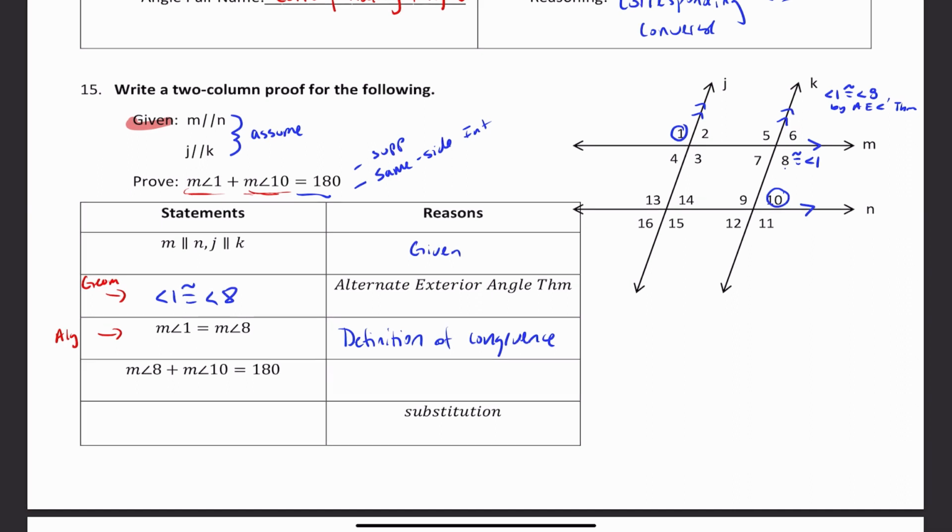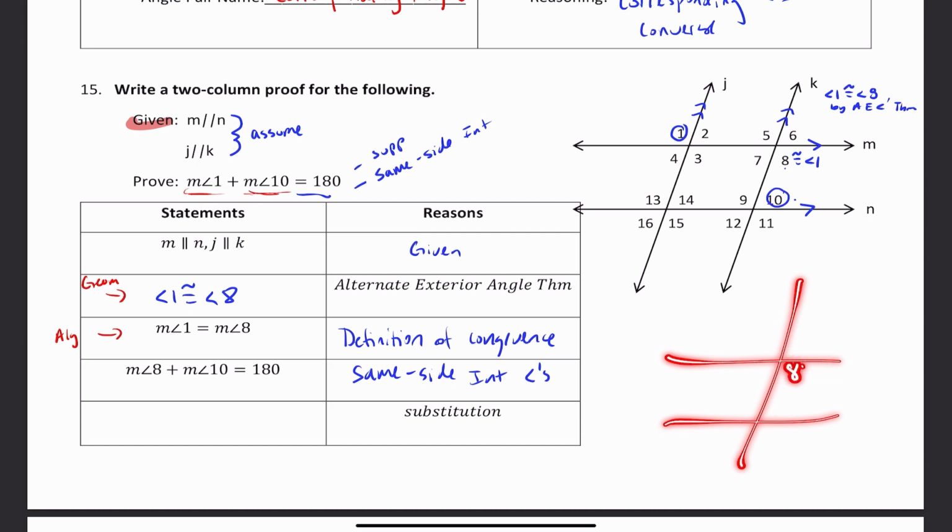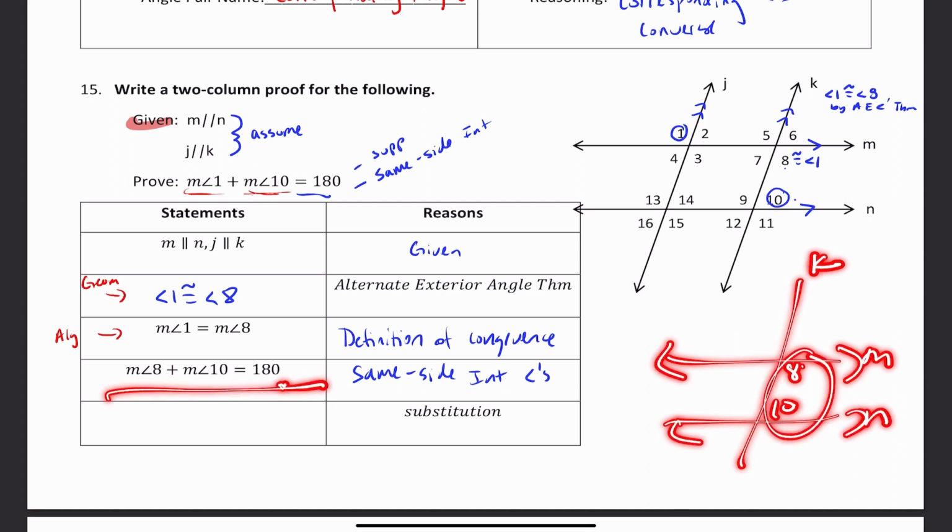I can say that measure angle 8 and measure angle 10, right? They are same side interior angles. Because if I add these two angles up to each other, they are same side interior angles. If I were to draw, here's 8, here's 10, and this is the transversal K, and then MN is here. These are same side interior angles. The measure angle 8 plus the measure angle 10 is equal to 180.